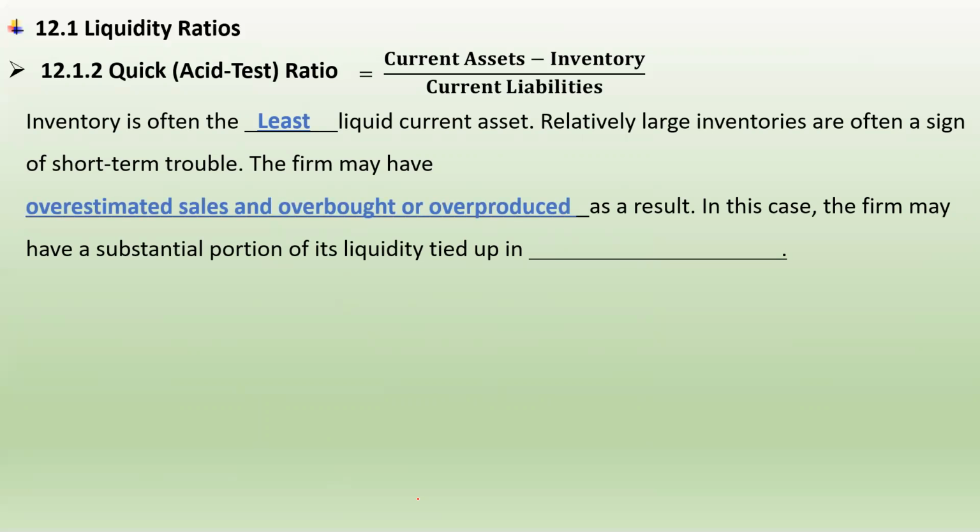Here, inventory is the least liquid current asset and relatively hard to liquidate. It's really hard to convert inventory into cash in a very short time period. So the firm may have overestimated sales and overbought or overproduced products. In this case, they have a very large inventory number, but the liquidity is not as high as indicated by the current ratio. The firm needs another measure, which is the so-called quick ratio.